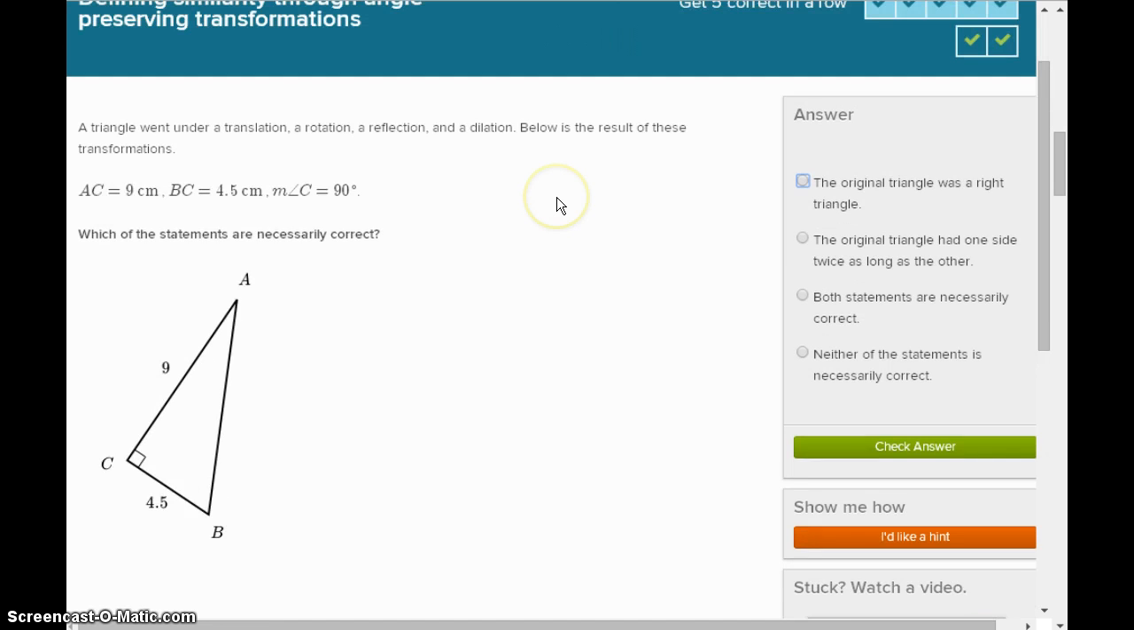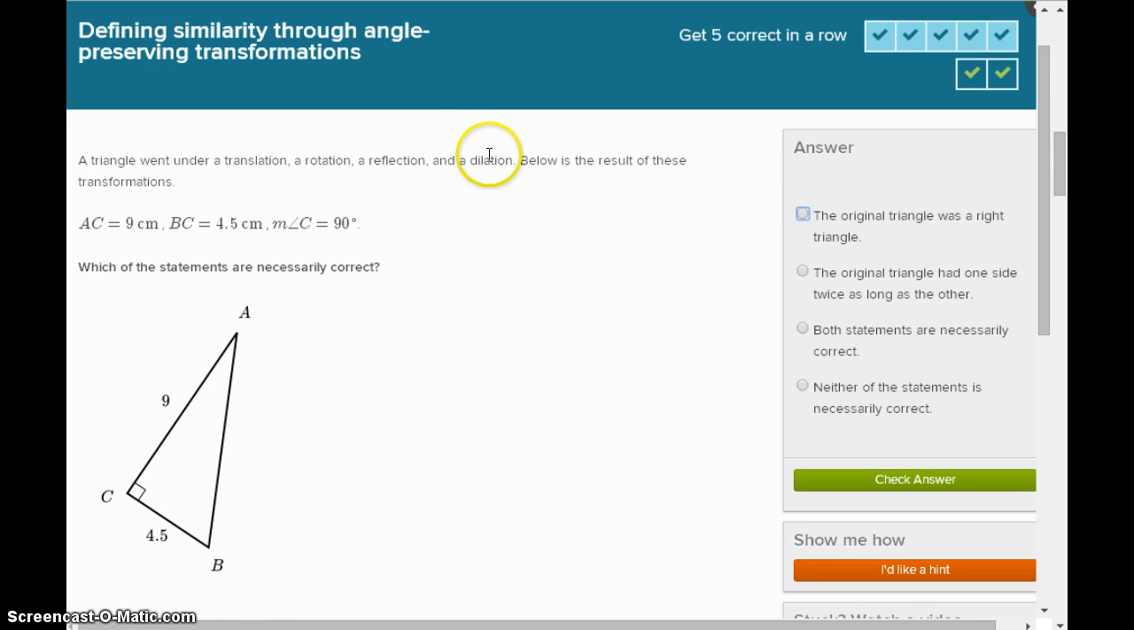Okay, one more I'll do. A triangle went under a translation, that's a rigid; a rotation, that's another rigid; a reflection, that's another rigid; and a dilation. Aha. So it is similar. When we know it went through rigids and a dilation, then it's going to be similar to the original one. It says below is the result of these transformations. So once it was done, we ended up with this triangle here where AC was 9, BC was 4.5, and the measure of angle C was 90.